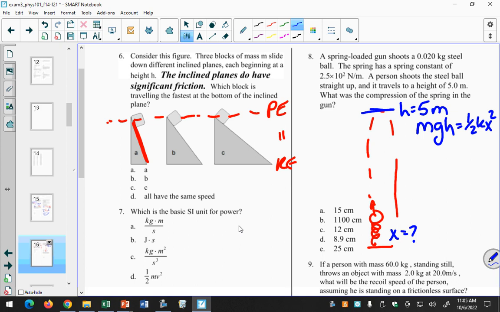The mass is 0.02 times 10 times the height of 5. 0.2 times 5, 1, equals 1/2 of k, which is 250, times x squared. One divided by 125. Square root of that. I get 0.089 meters, which is 8.9 centimeters.